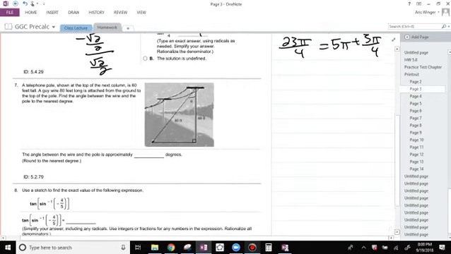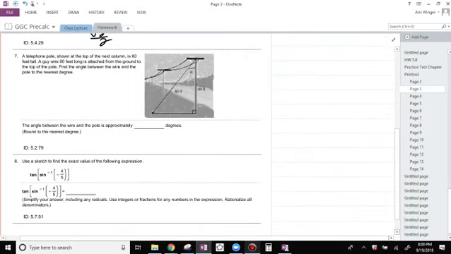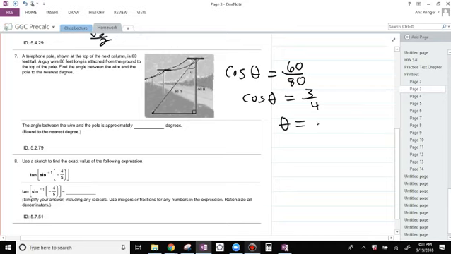7. Triangle. Looking for the angle. A telephone pole shown at the top of the next column is 60 feet tall. A guide wire 80 feet long is attached from the ground to the top of the pole. Find the angle between the two. That would be cosine. 60 over 80. Cosine of theta is, that's 20, right? 3 over 4. Theta is the inverse cosine of 3 over 4.